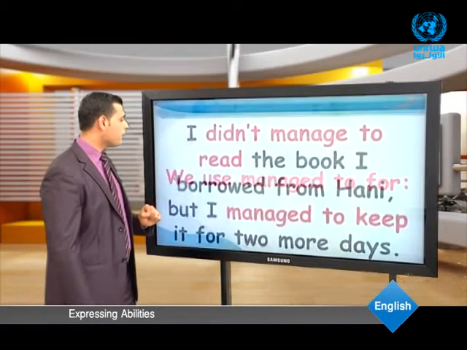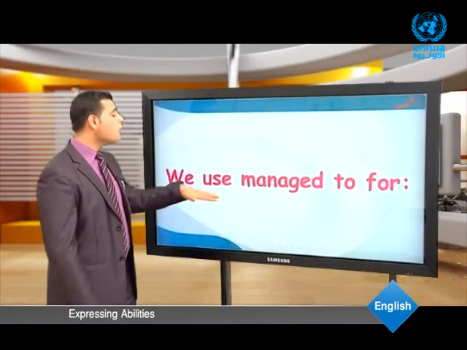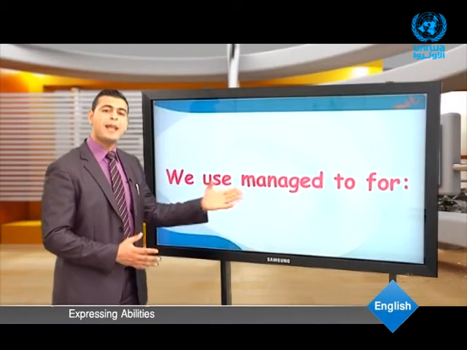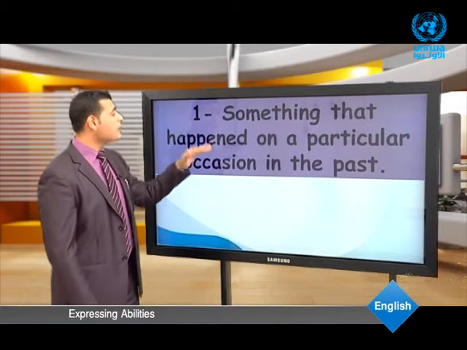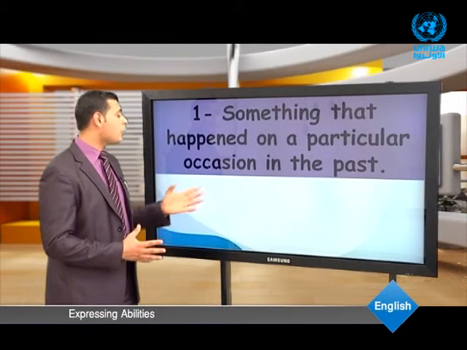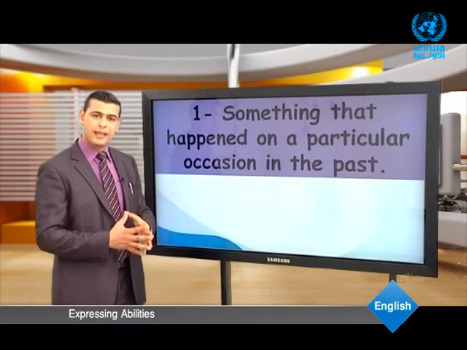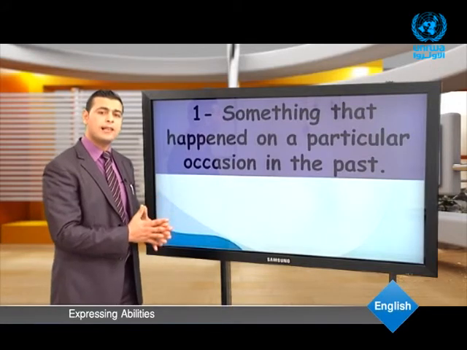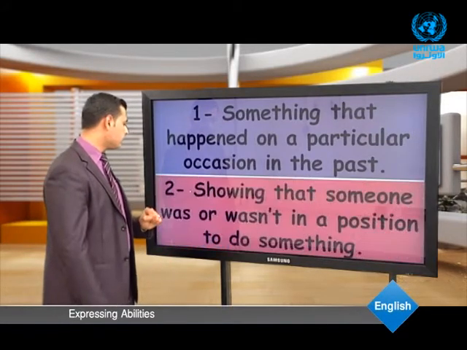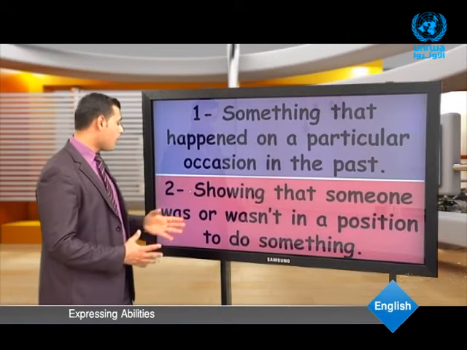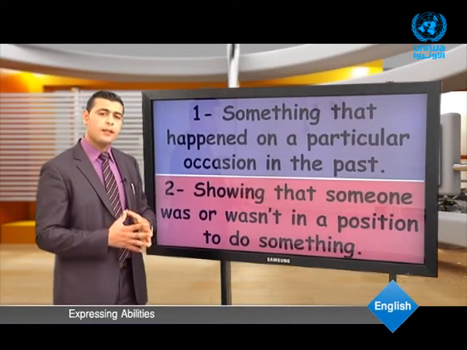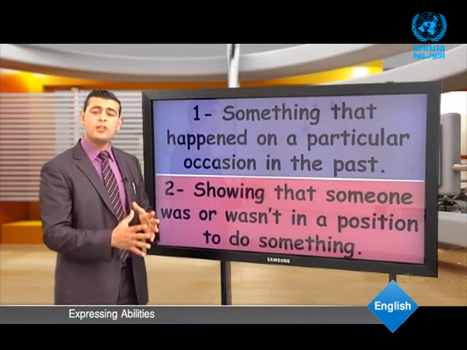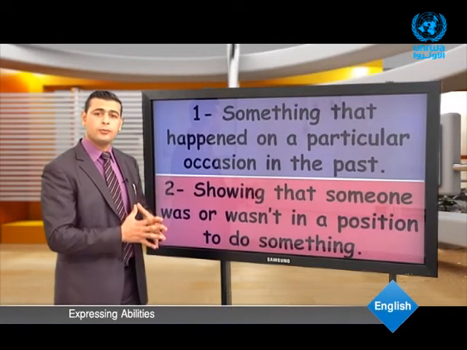Here, dear students, we use managed to for, number one, something that happened on a particular occasion in the past. Number two, for showing that someone was or wasn't in a position to do something. The use of managed to is closely similar to the use of able to.